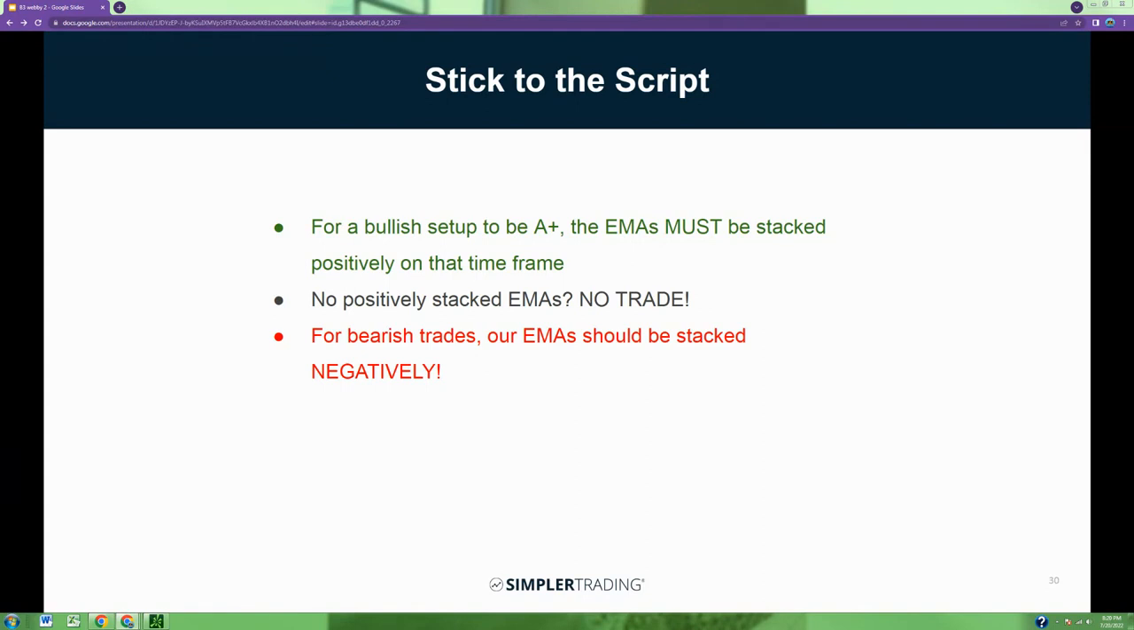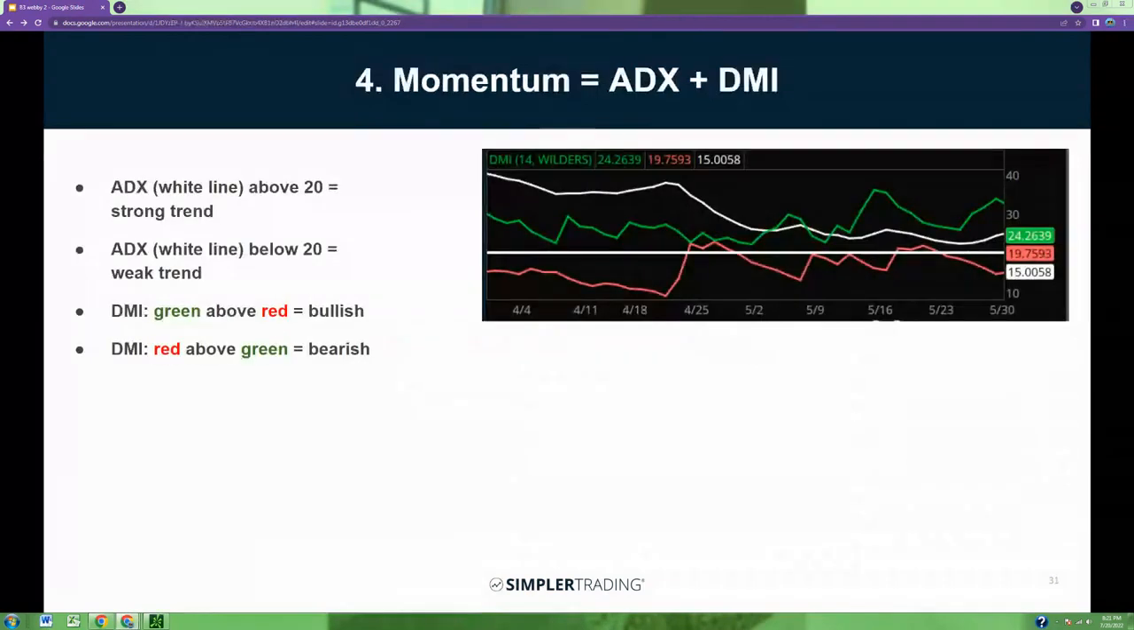Then for our bearish trades, guys, it's just the opposite. Then the EMA should be stacked negatively. 89 above the 55, 55 above the 34, etc. And what I'll do tonight is show you how to find the setups with positively or negatively stacked EMAs super quickly, super easily. So there's the stacked EMAs. There's your structure tool.